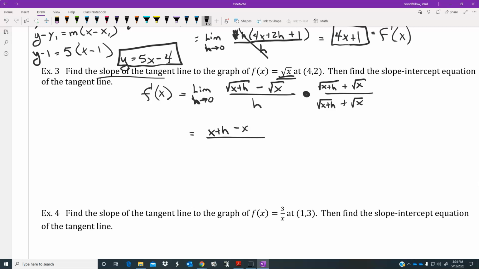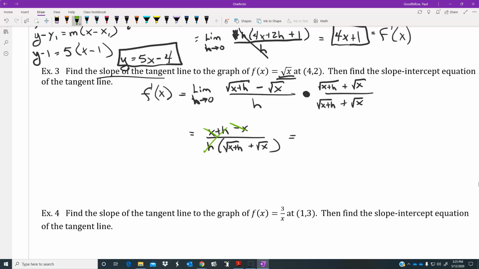And the bottom would end up being h times the square root of x plus h plus the square root of x. I'm not distributing that because that looks like a pain in the pazooter, okay? And I'm going to cancel out my x's. Hey, look, this h is on the outside.